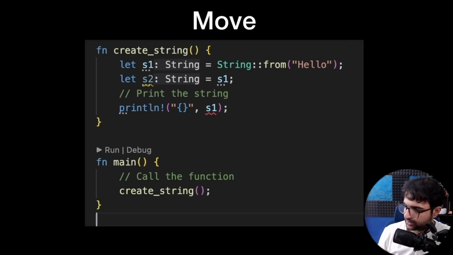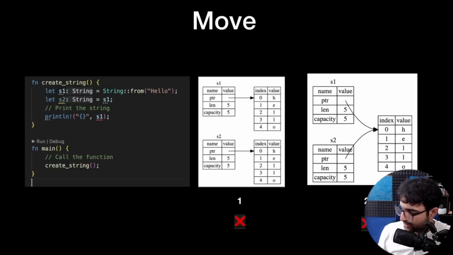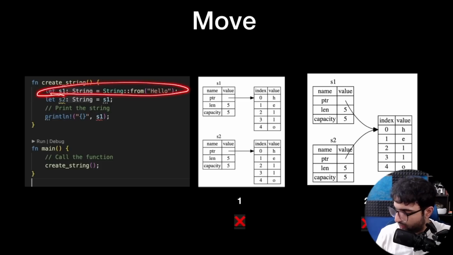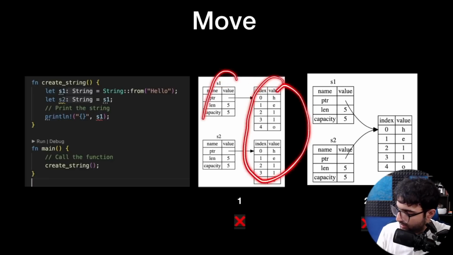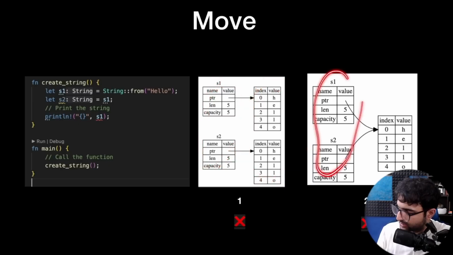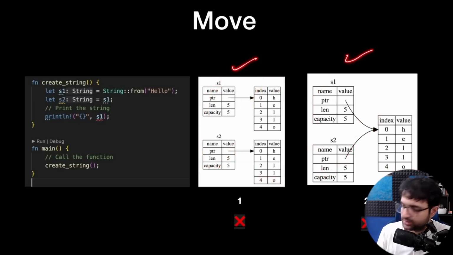Let's see this once more pictorially. What do you think happens when you do this? Do you think A happens or B happens? I have two options over here. When you write this code where you say let s1 equal to String::from hello, then chalo, this happens. s1 starts to point to something on the heap. This over here is the heap. This over here is the stack. Again, this over here is the stack. This over here is the heap. Do you think case 1 happens or case 2 happens?